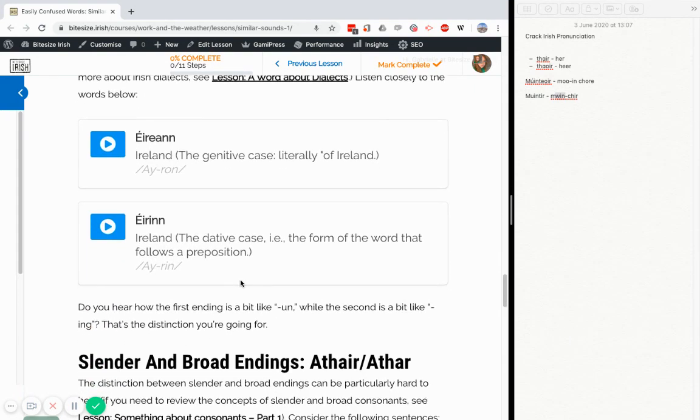So as we said, éireann is the genitive case, and éireann is the dative case.